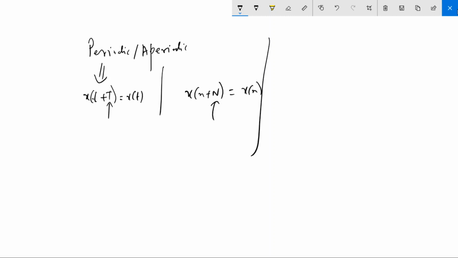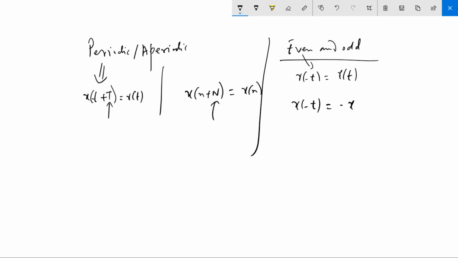Then you can also have another classification like even and odd signals. Even or odd signal means if x(-t) is equal to x(t), this is even. If x(-t) is minus of x(t), this is called an odd signal. And x(-t) is nothing but the folding operation. You will see that operation when you study the transformations of the independent variable.